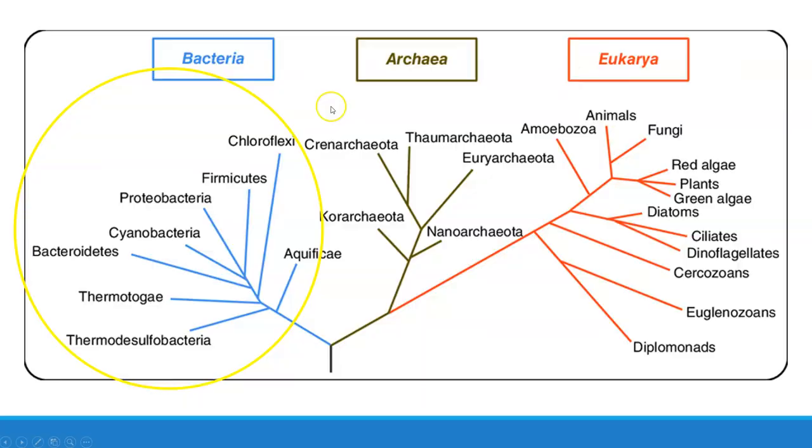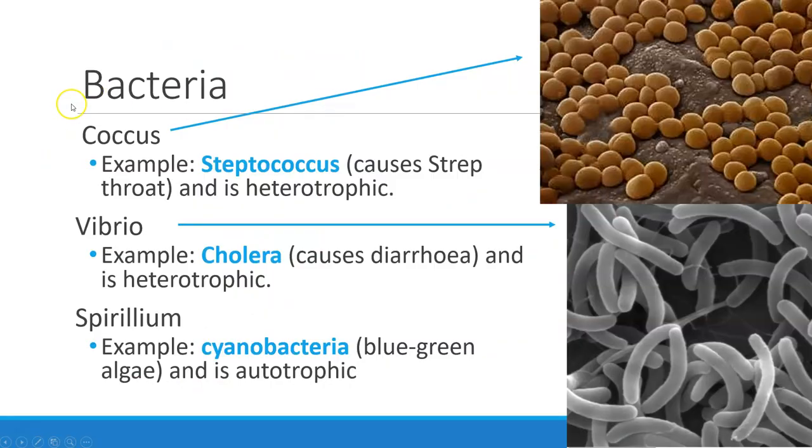So we're starting with bacteria. A couple of examples of different bacteria include coccus. An example of coccus is streptococcus, which causes strep throat, and that bacteria is heterotrophic. What that means is that it requires energy from other organisms by consumption in order to live.